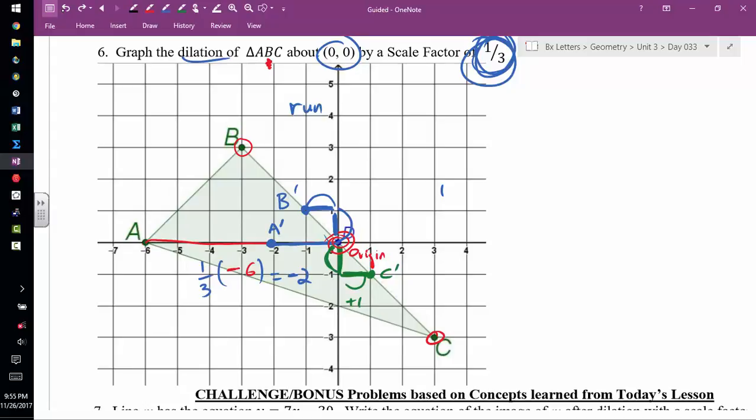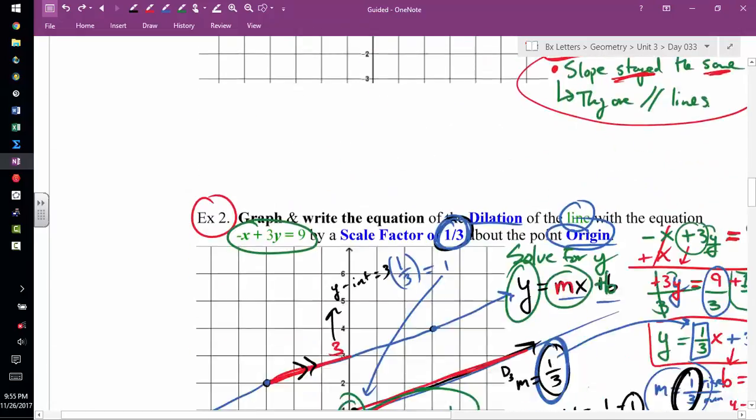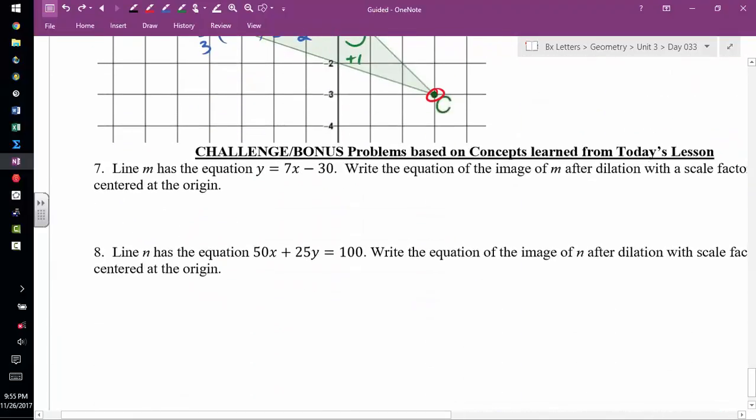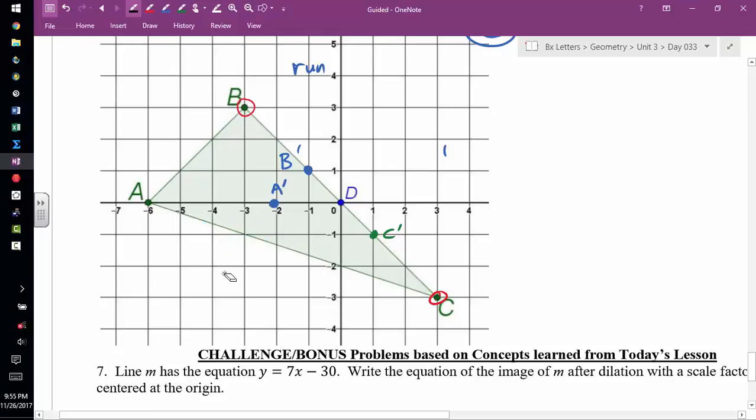So if we connect all of this, I'll clean up all the pieces we don't need. We'll delete the B by accident. Oops. And we connect that into this red triangle. You can see our new triangle.